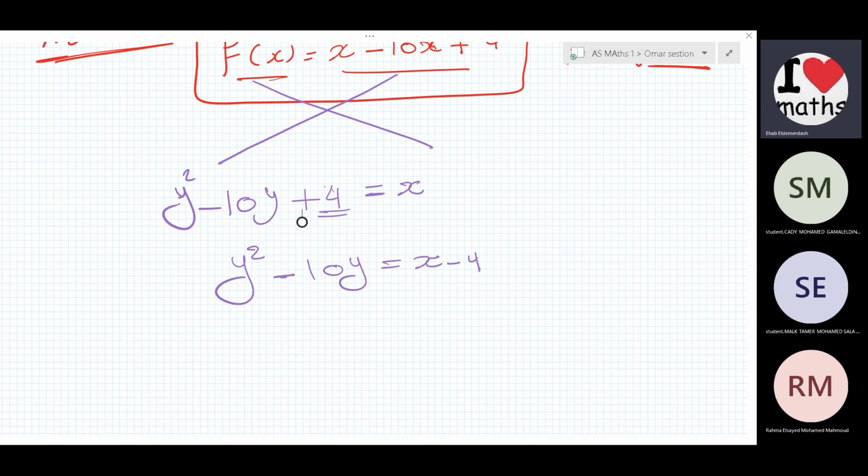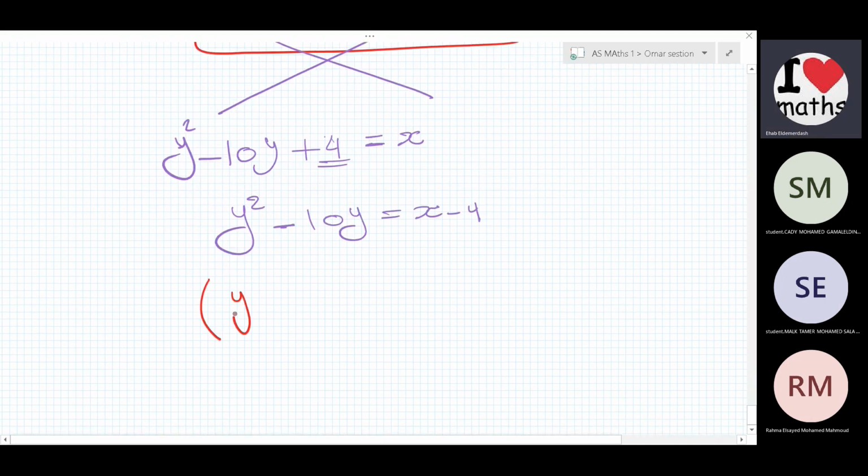I need to complete the square. How to complete the square? I'll go normally: I'll take the square root of the first term, which is y, minus half of the coefficient, which is 5, all to the power of 2, minus 25. So let's repeat again what we did: I just took the square root of the first term, which was y. The sign, I kept the sign as negative. I took half of the 10, which is 5.